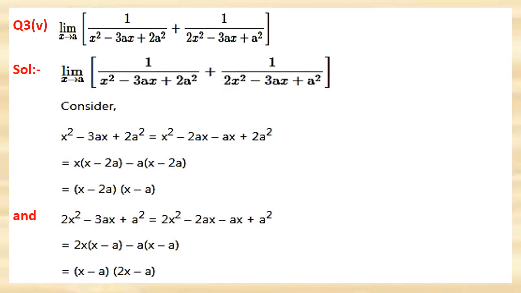Question number 3, fifth one. Evaluate the limit x tends to a of 1 upon x square minus 3ax plus 2a square, plus 1 upon 2x square minus 3ax plus a square. Here we consider the denominators of these two terms and we factorize them if the factors exist. And here the denominator is becoming 0, so we have to apply the factorization method.